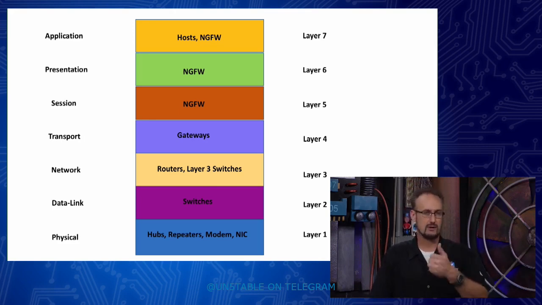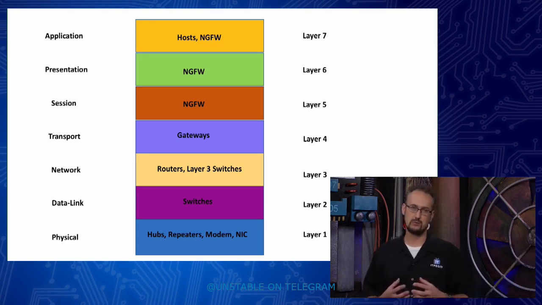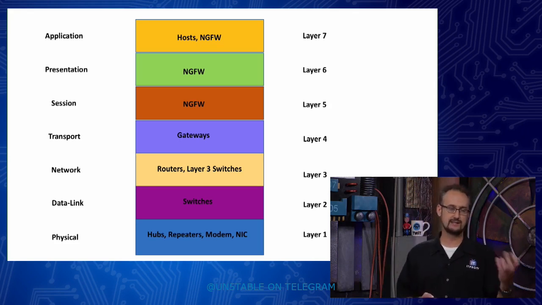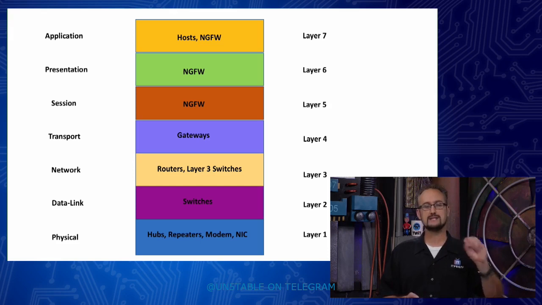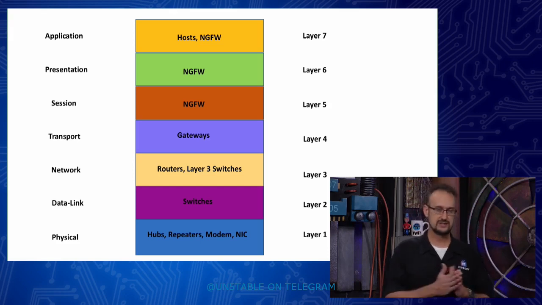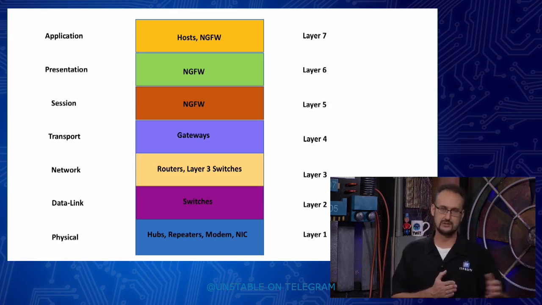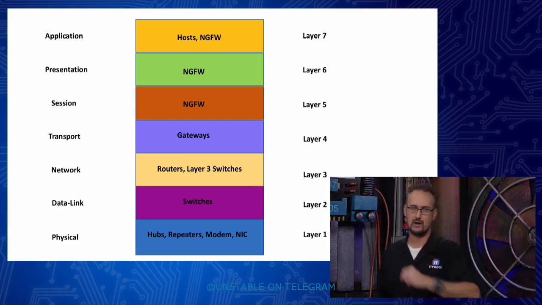When you get to the transport layer, this is where things like gateways happen. Now, I want you to understand that a gateway is a little bit different than what we mean when we say a TCP/IP default gateway. The TCP/IP default gateway is just an IP address that basically connects you to your router and allows you to send traffic off your network.